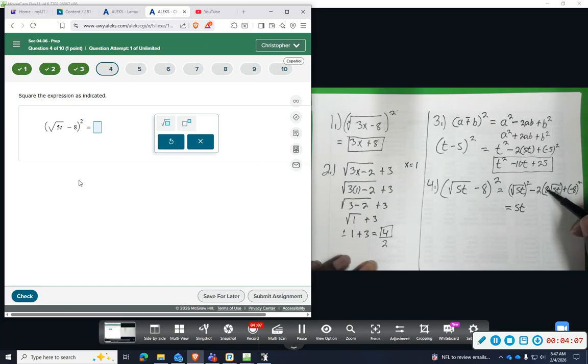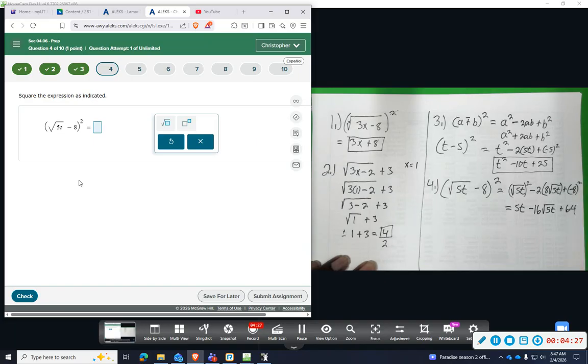Negative 2 times 8. We don't multiply inside of the square root. These are on the outside, so they just multiply like a coefficient. So 2 times 8 gives us a 16. And then we have 16 square roots of 5t. And then we square the 8. 8 squared gives us 64.